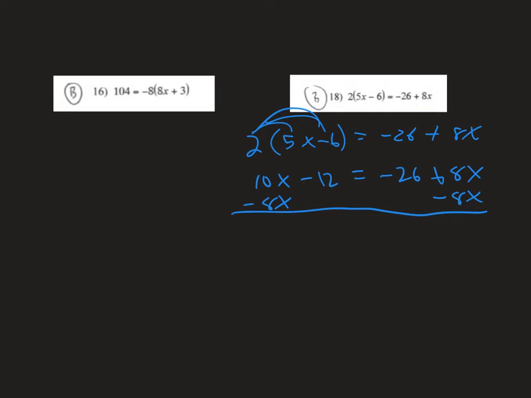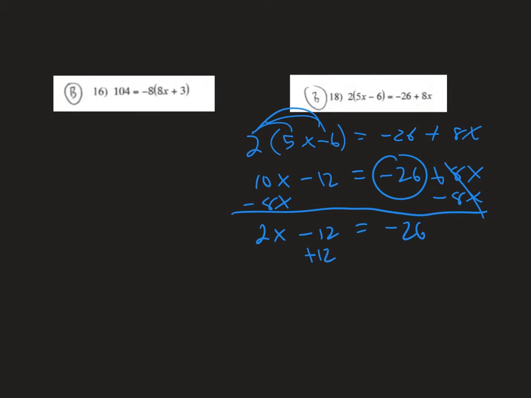I would prefer to keep the coefficient of x, the number in front of x, positive. So I'm going to get negative 12 just drops down. So 2x minus 12 equals negative 26. Don't forget that negative. And 8x minus 8x cancels. Now what? Isolate the variable x.